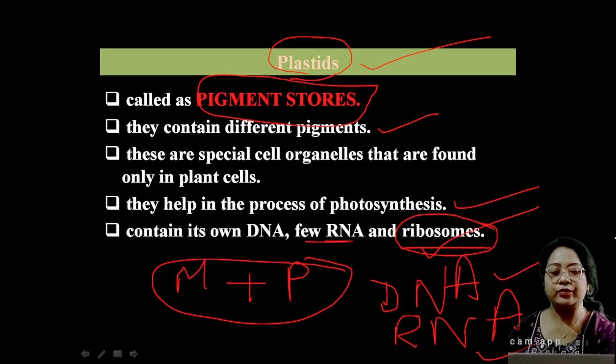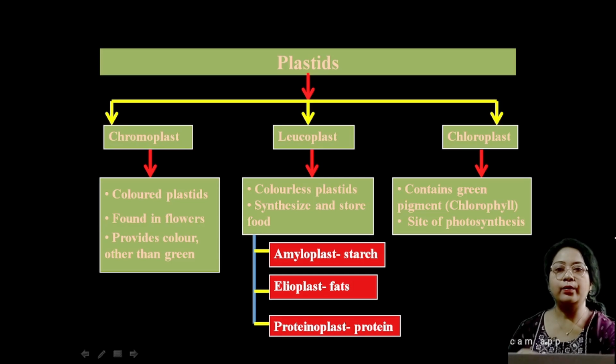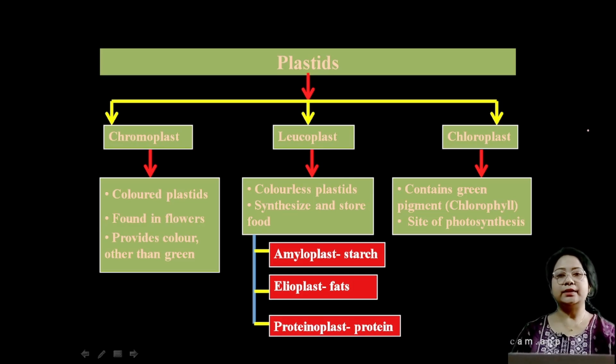Then let's move to the next one. Now we are going to study the types of plastids. Plastids, as we know, are pigment stores. Plastids are of three types. The first one is the chromoplast, the second one leucoplast, the third one chloroplast. So chromoplast, what type of plastids are these? These are colored plastids, found in flowers, and provide colors other than green.